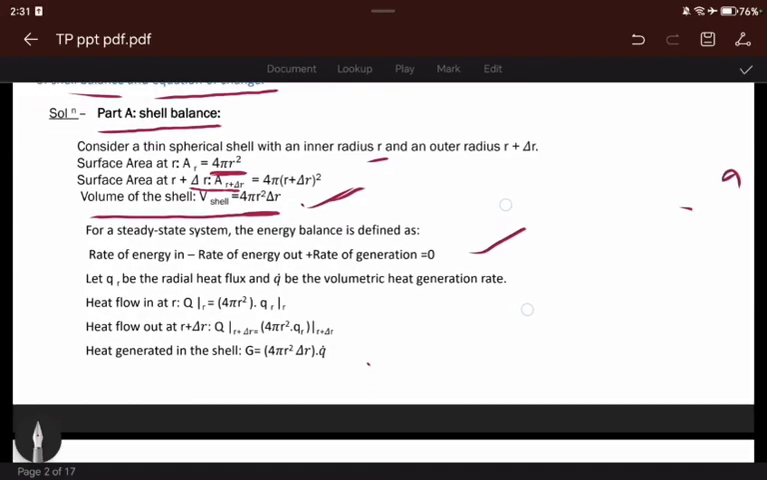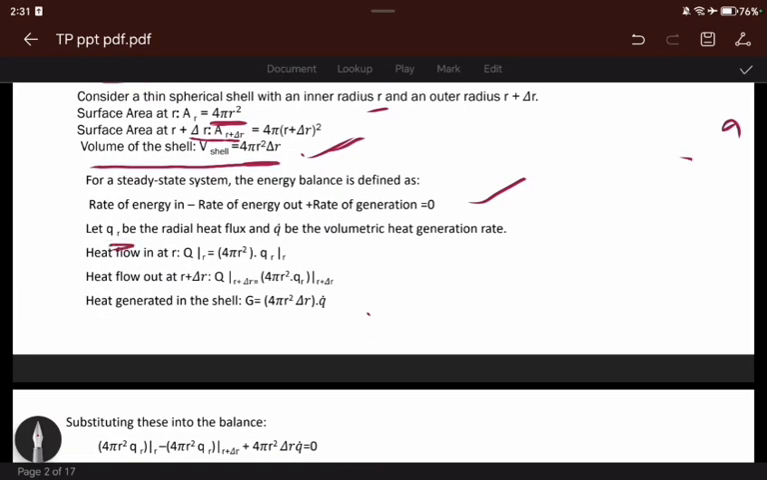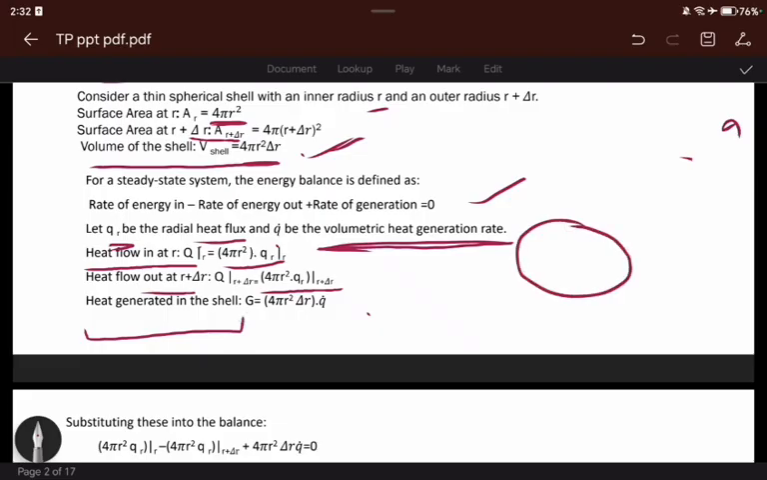equals 0. So we consider q_r to be the heat flux and q naught to be the volumetric heat generation rate. So the heat flow into the spherical shell at r is equal to 4 pi r square q_r. Now the heat flow out at r plus delta r is 4 pi (r plus delta r) square q_r at r plus delta r, and the heat generated in this shell is 4 pi r square delta r times q naught.